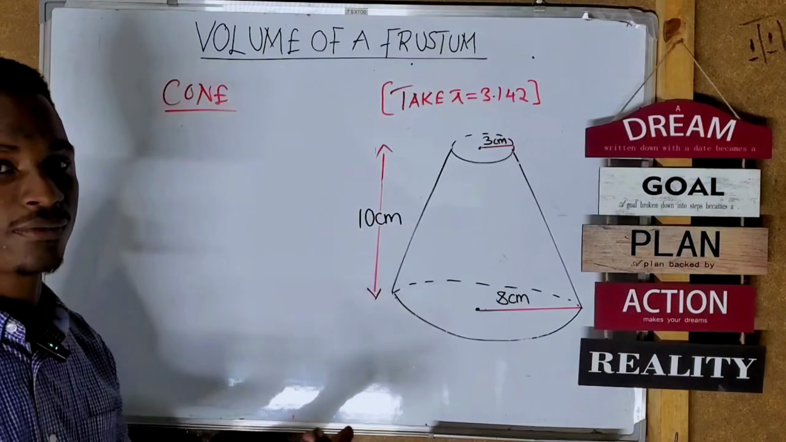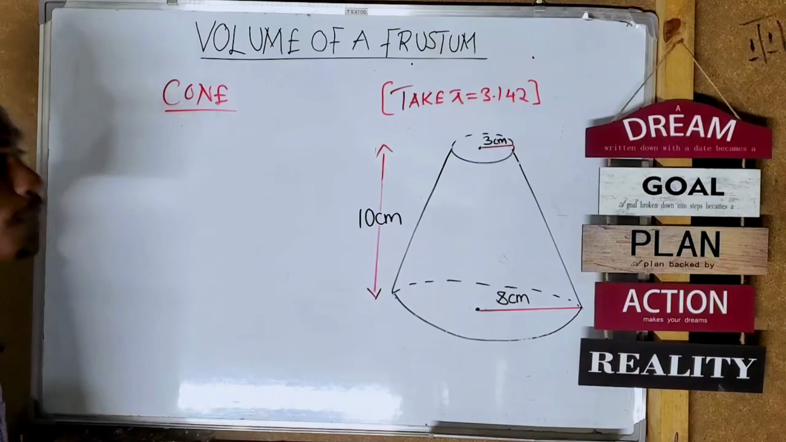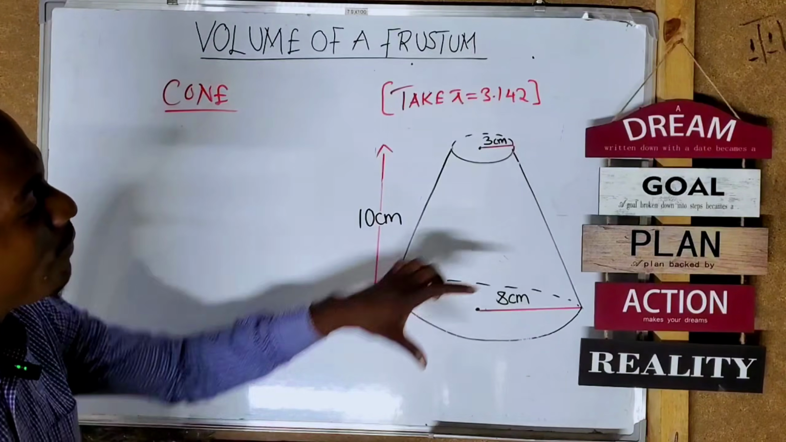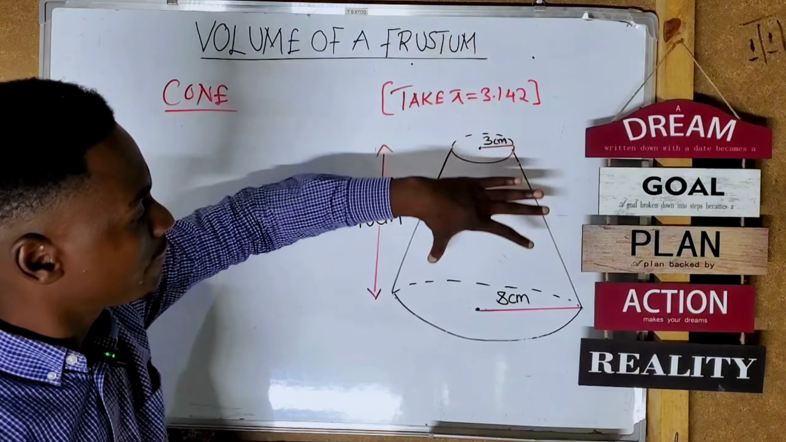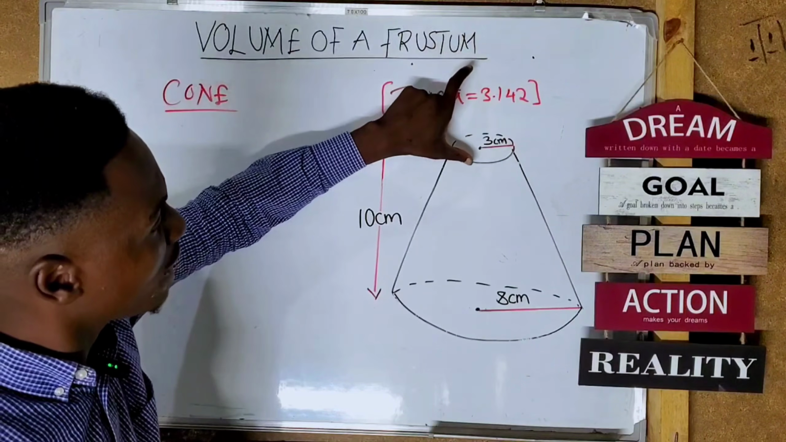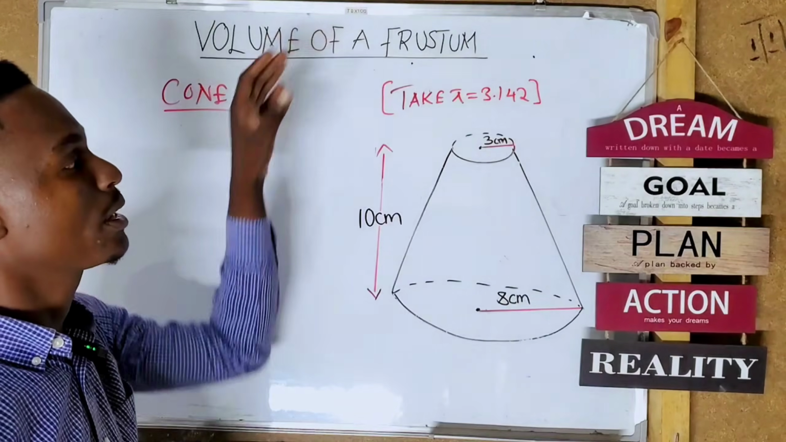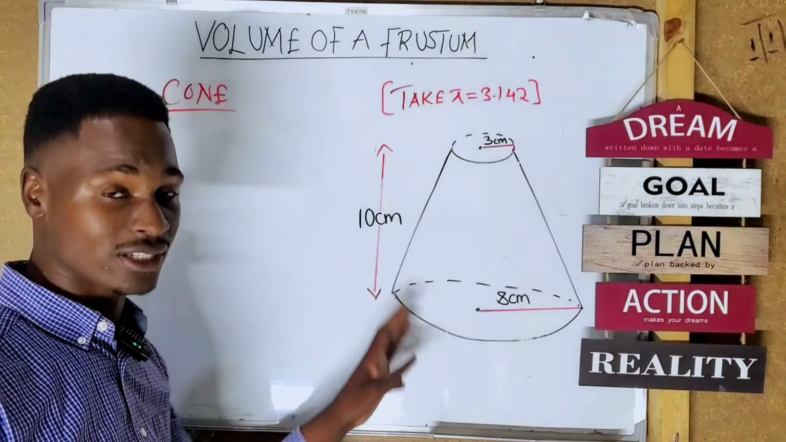So, the frustum formula. You can use that formula, or you can first find the volume of a larger pyramid or cone. This is a cone. The volume of the larger cone minus the volume of the smaller cone that is just cut off. The difference is the volume of the frustum.